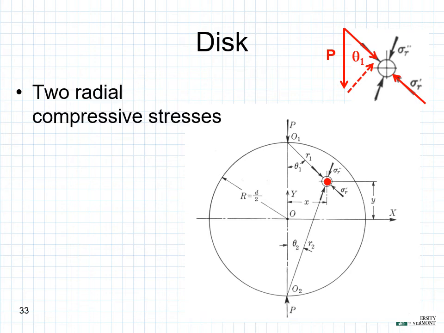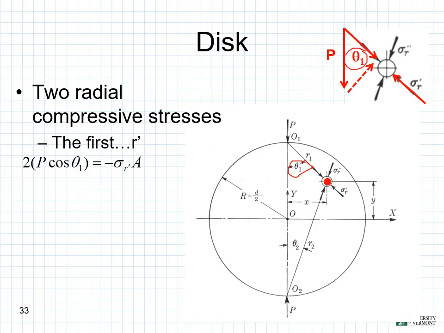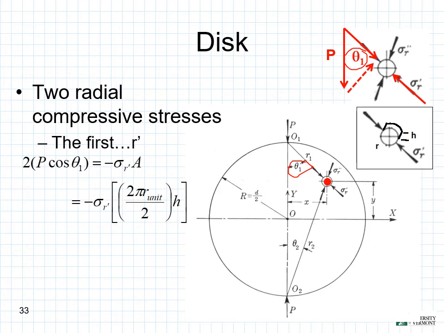So as we're dealing with a disk here, we have two radial compressive stresses. The first one that we're going to talk about is our R prime. Now our R prime, we can see, is given in terms of this relationship here, that 2 times P times the cosine of theta 1, which we can see up by our theta 1, we may need to do a little trig to break this down in terms of its components, is equal to a negative sigma r prime times our area, where we can plug in for our area, and we can use our h value, which you can see measured here from our point over there.